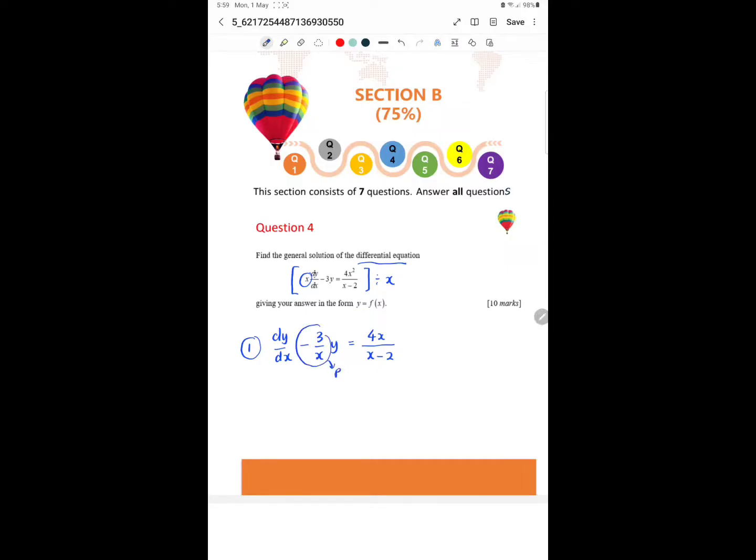After we write it as standard form, we compare. So this will be p(x). The second step is to find the integrating factor, e power of integral of p(x) dx. So you just straight away substitute p, negative 3 over x dx. Integrate negative 3 over x, we get negative 3 ln x. So e to the power of that, here we have e power of ln x power of negative 3. Simplify, then we write only x power of negative 3.